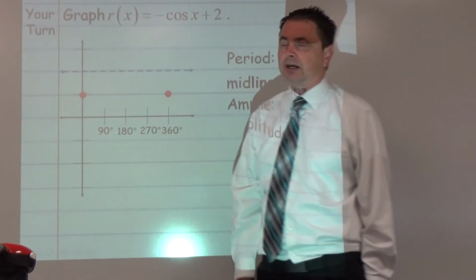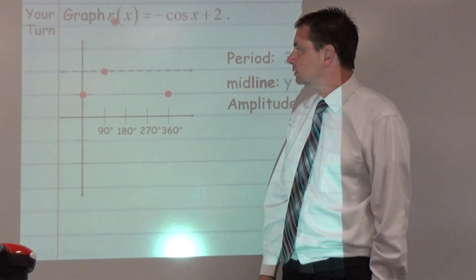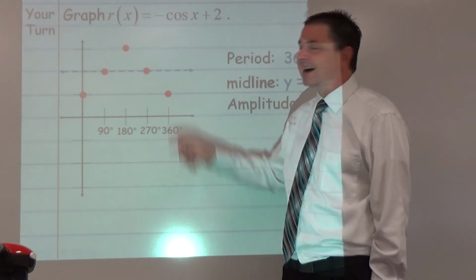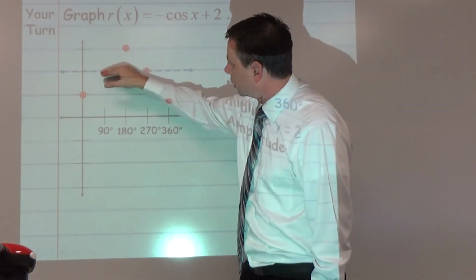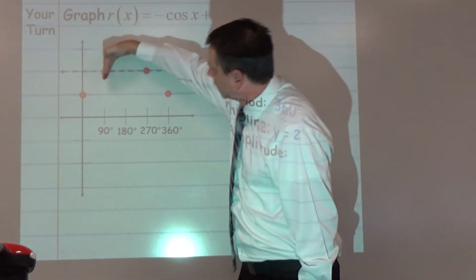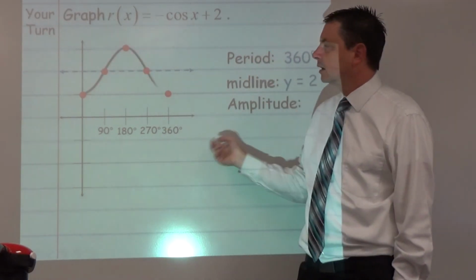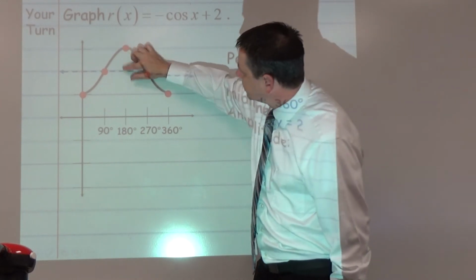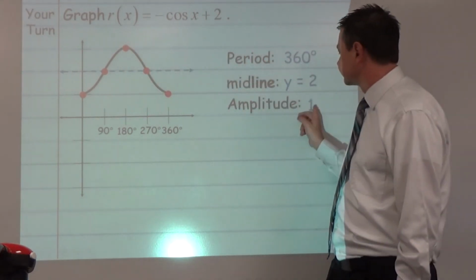The next one's got to be on. The next one's got to be above. Back to the midline. And now we're below. So this time, this is the curve here. Curve this way, as we get to graph the cosine function. Amplitude, distance from midline to highest point, is 1 unit.